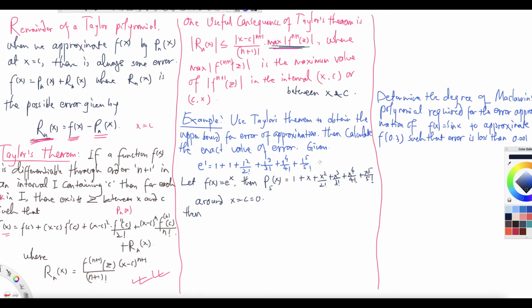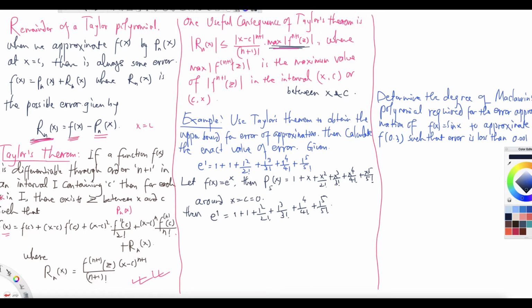Since 1 is close to 0, e to the 1 is basically 1 plus 1 plus 1 squared over 2, I'm just replacing x by 1 here, plus 1 cubed over 3 factorial plus 1 to the 4 over 4 factorial plus 1 to the 5 over 5 factorial. That's what you get. This is e to the 1.